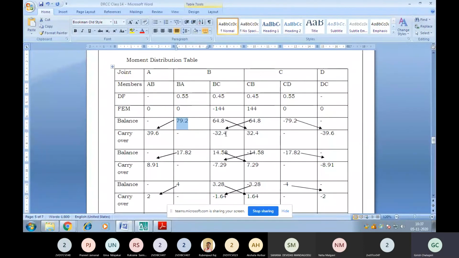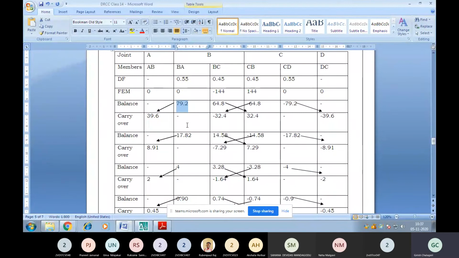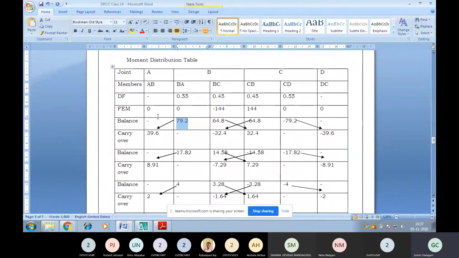After that, the next step is the carryover moment. Half of this will be transferred to the next joint connected with that member, and if that member has a roller support or hinged support, the moment cannot be transferred. Only if it is fixed will the moment be transferred. You should remember that. Recollect some of the things you learned in the fifth semester.